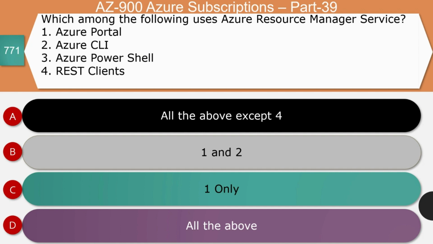Next question, which among the following uses the Azure Resource Manager service? Is it Azure Portal, Azure CLI, Azure PowerShell, or REST clients? Option A, all the above except 4. Option B, 1 and 2. Option C, 1 only. And option D is all the above. The right answer for this question is all the above. All these services use the ARM service for deploying Azure resources into the cloud.